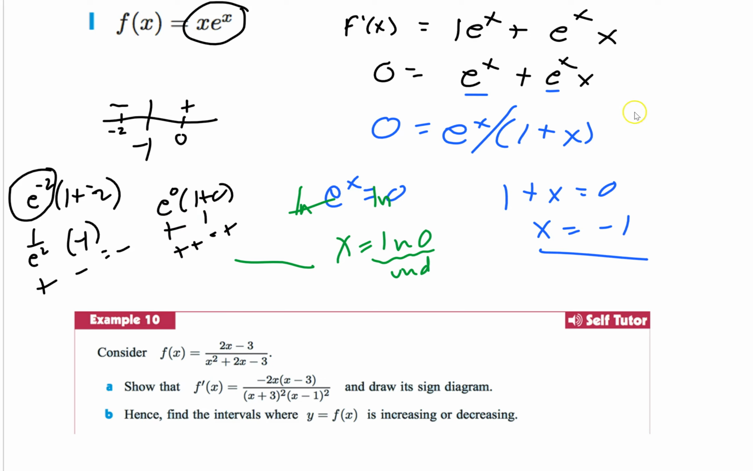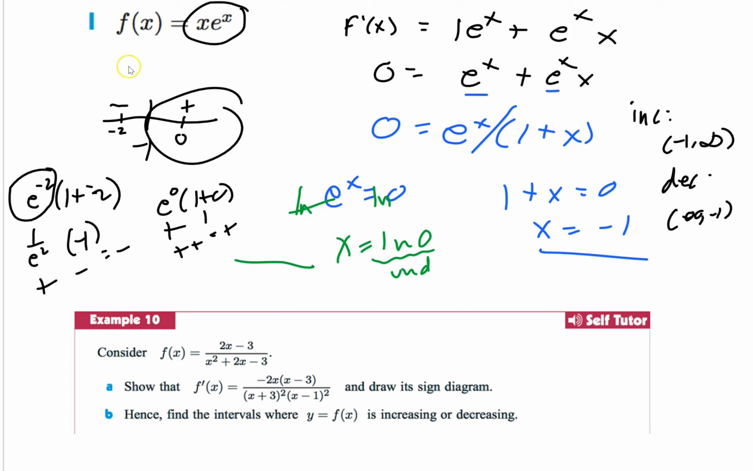So I'm increasing on -1 to infinity, and I'm decreasing on -infinity to -1. Keep in mind you always want to use this at your intervals. I've been skipping the interval part just because of time, but you want to write out your intervals, so it makes it a little easier to figure out what your answer is.